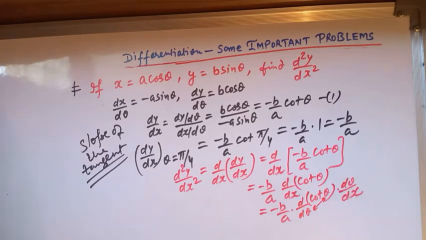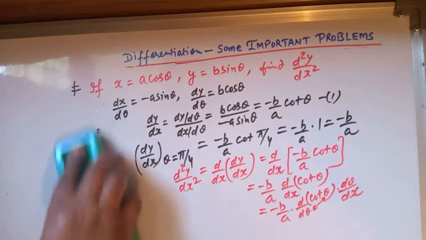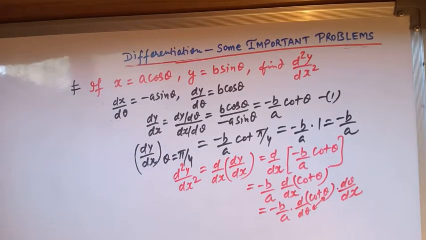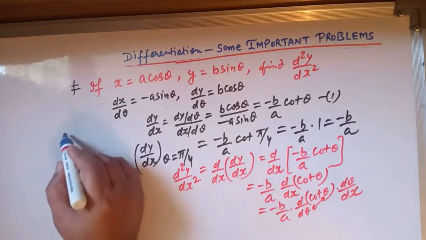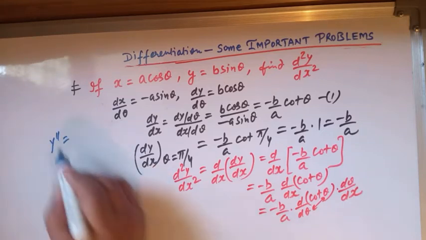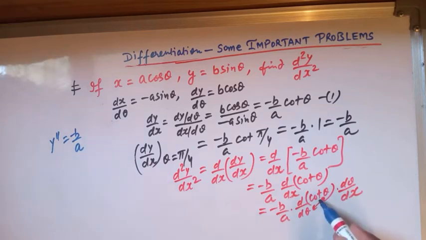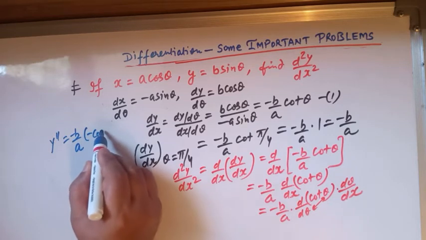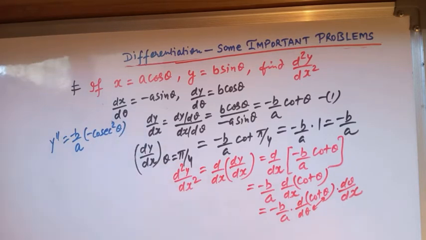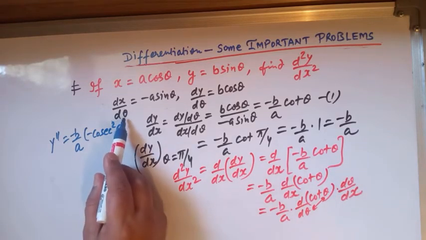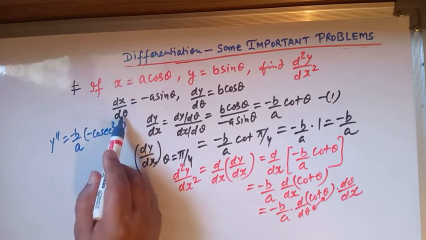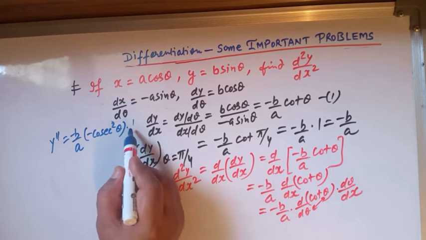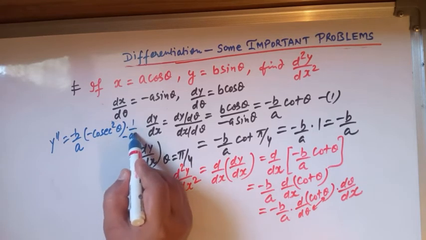Clear? So let us write here. So we have the second derivative is minus b by a. The derivative of cot theta is minus of cosec square theta. Clear? And what is the value of d theta by dx? D theta by dx can be obtained from here. So we take the reciprocal here. So this is 1 over minus a sine theta.